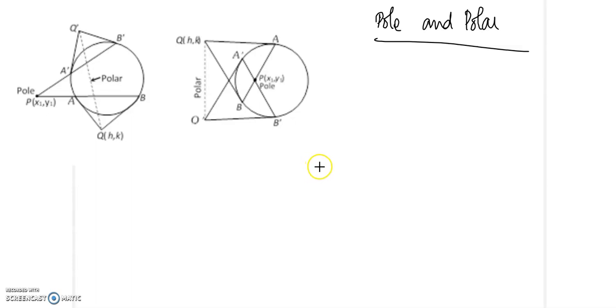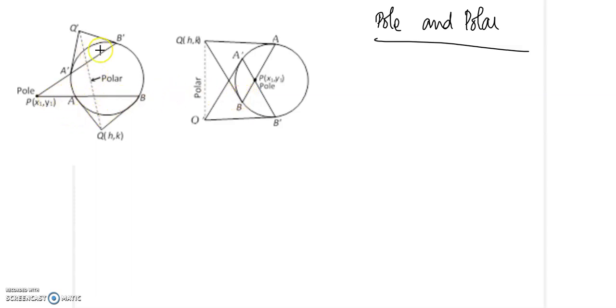Hello. So in last classes we have defined what is called a pair of tangents, and we have defined what is called the chord of contact. Now in today's class we will define what is pole and polar. Okay. Now consider any conic. So here there are two figures. Here we will look at what is called a pole and what is called a polar.